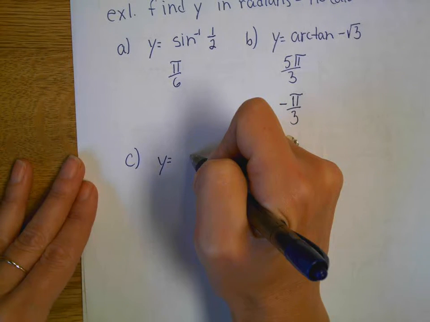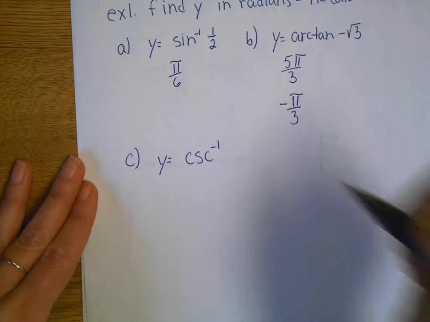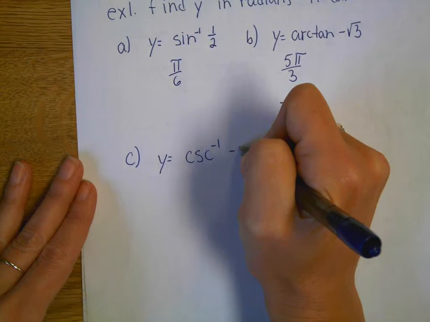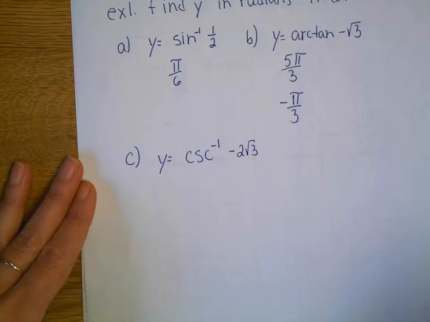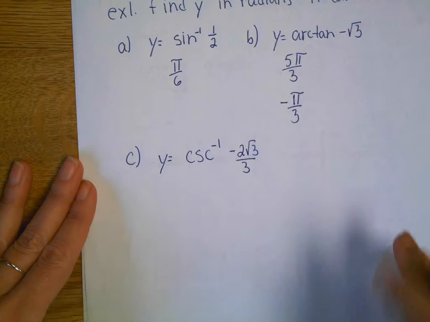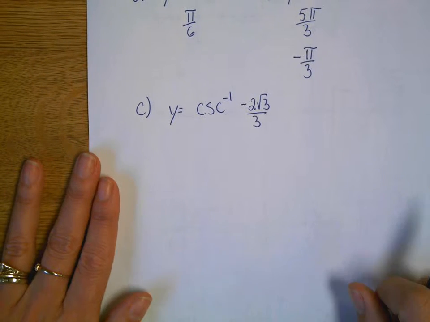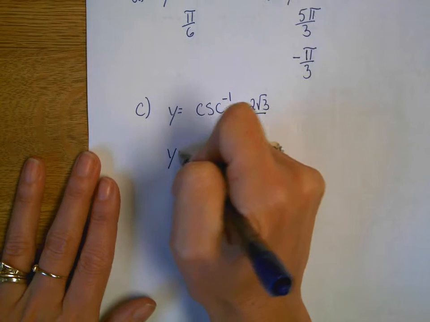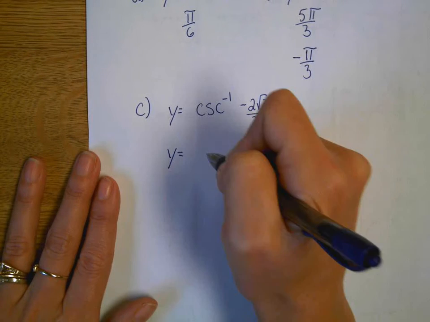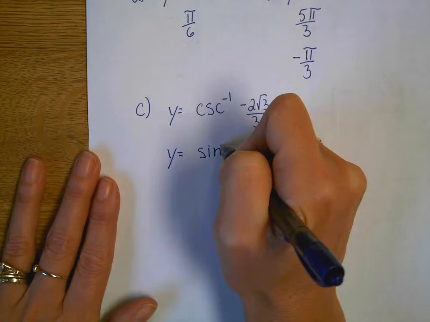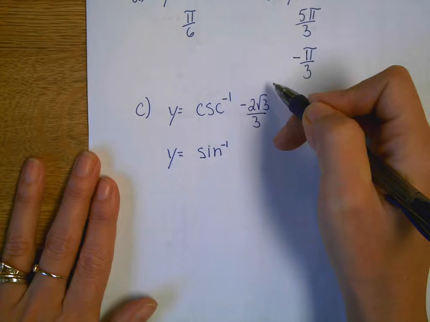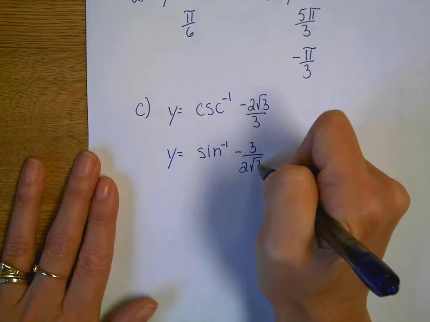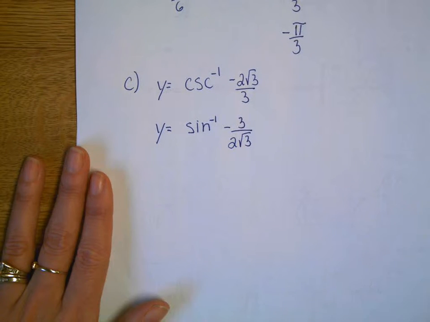y equals inverse cosecant of negative 2 square root of 3 over 3. Let's convert this to something we know. Let's flip it over. If I flip it over, what have I converted it to? An inverse sine. So I'm going to flip this over so that it's something I can look up. I'll have negative 3 over 2 square root of 3. Well, I'm not going to find that on there because it's not in a nice form.